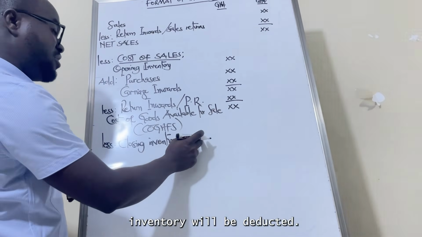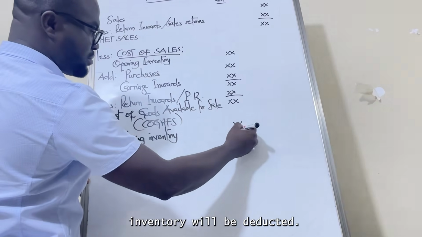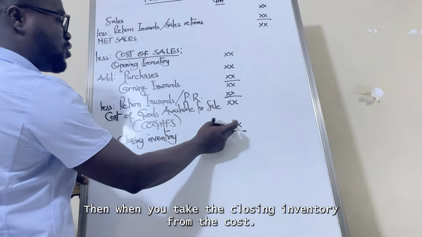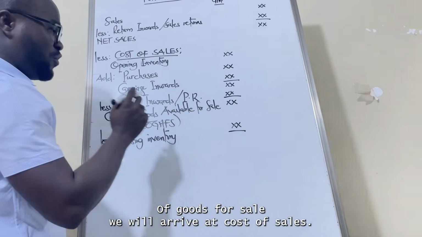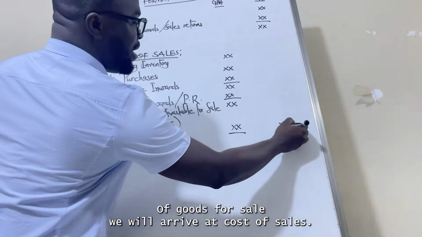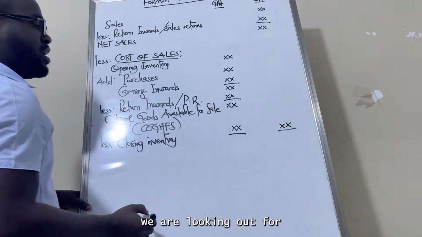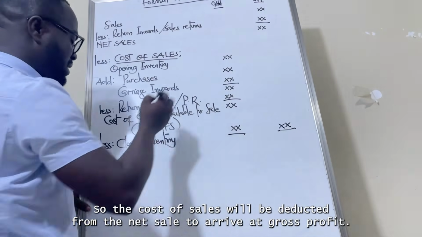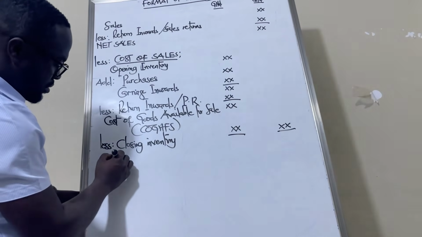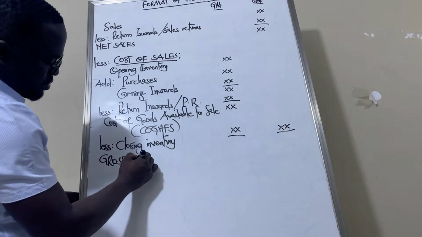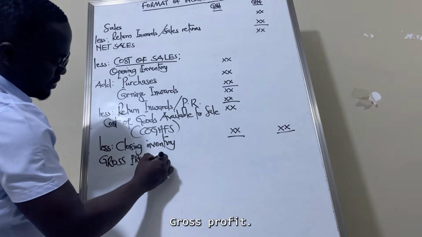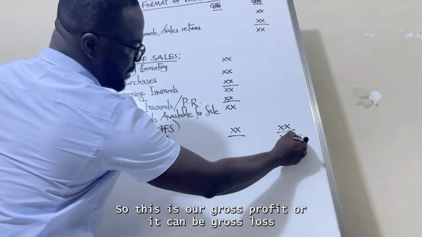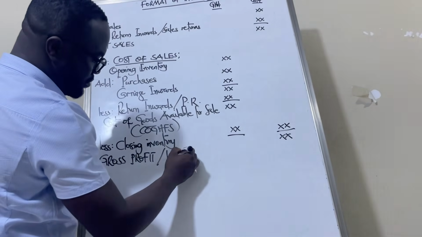So the closing inventory will be deducted. Then, when you take the closing inventory from the cost of goods available for sale, we will arrive at the cost of sales we are looking out for. So the cost of sales will be deducted from the net sales to arrive at gross profit. So this is our gross profit, or it can be gross loss.